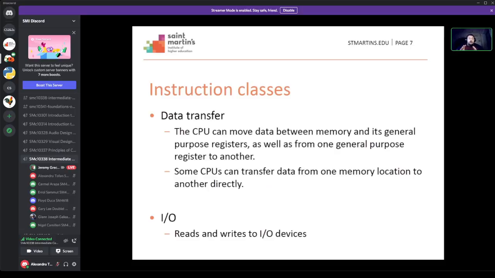Another form of instruction class is known as data transfer. Essentially, this is when the CPU is trying to move data between memory and its registers and vice versa, and maybe even to other peripherals that are attached to the main board, as well as input and output. So essentially, when the computer is going to be reading and writing to these I/O devices.